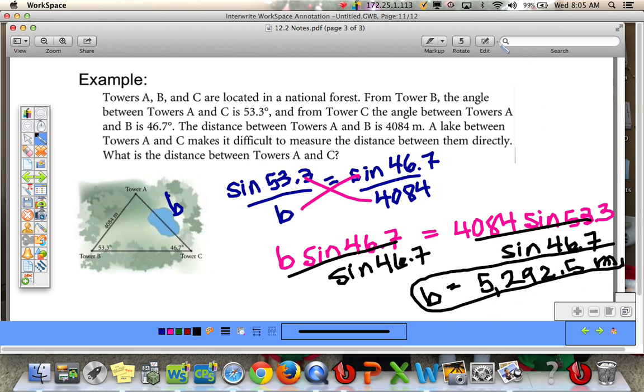So your assignment will be to practice using law of sines, and in the next lesson we'll look at law of cosines.